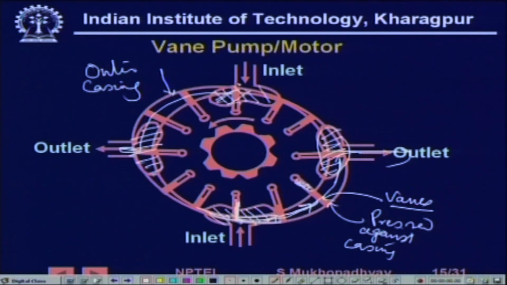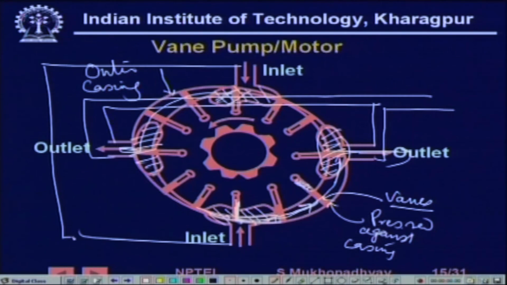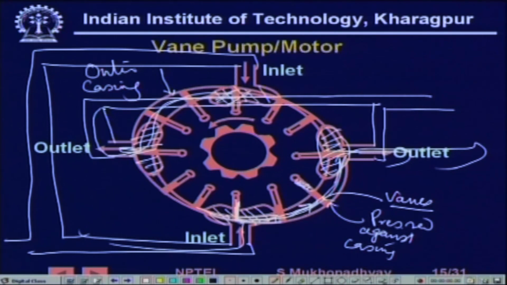Now you can actually connect these outlets together and make one outlet, and similarly you can have one inlet. Then the fluid will go this way, and from here it will go this way, and finally you will get the overall outlet here and the overall inlet here. So this is the way a vane pump works, very simply speaking.